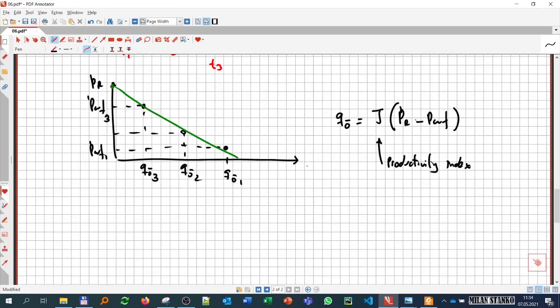and the productivity index, if you see the units, this part here is in bar, and this part here is in standard cubic meter per day. So the units of J are standard cubic meter per day divided by bar. Okay, if we are working in practical metric SI units using bar and using cubic meter per day, not seconds, because of the magnitude of the rates we normally use in the oil industry.